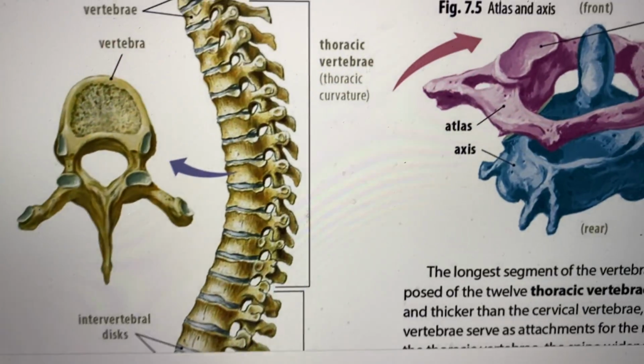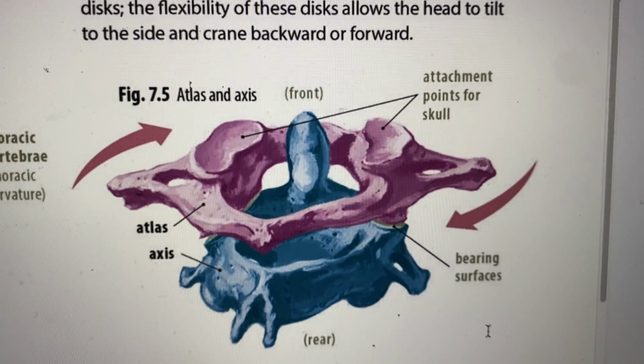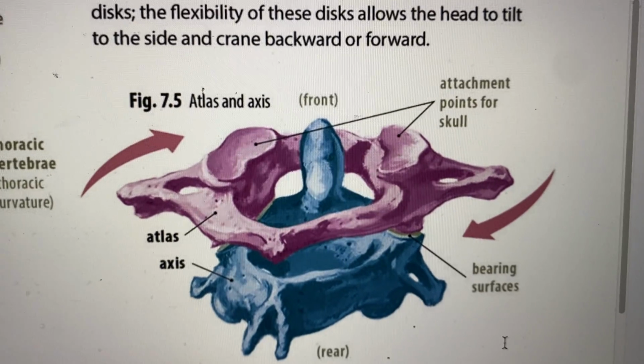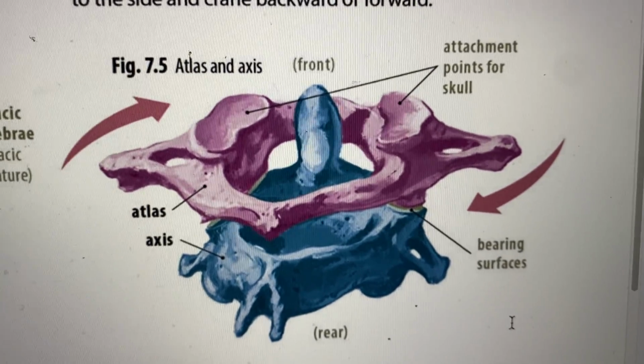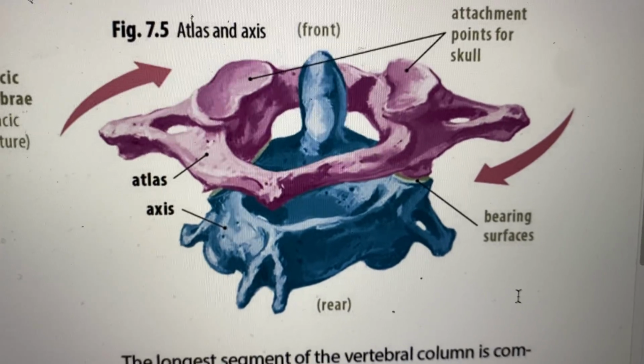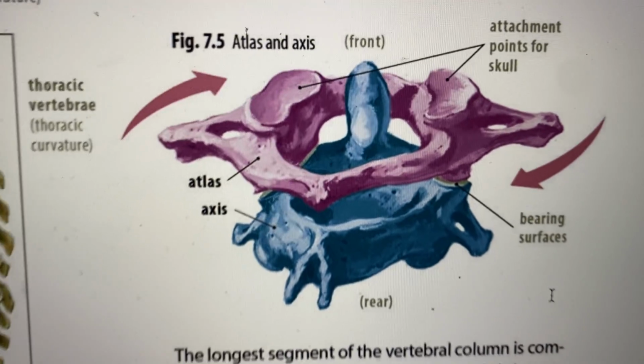Here's a picture of the atlas, the atlas and the axis. As you see, these are the attachment bones for the skull there. See how they attach for the skull? And then you have the atlas and the axis, and the bearing surface is there, and you can see how they go together, those top cervical bones.